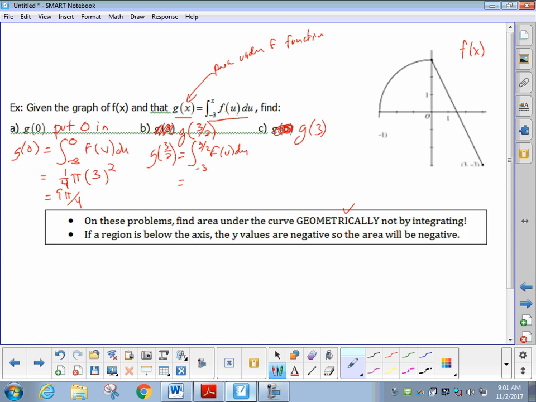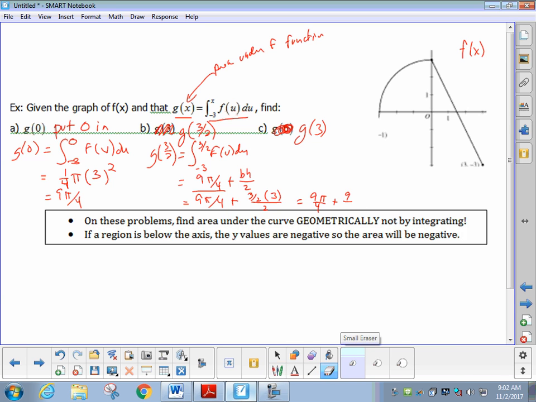Well, I know the semicircle, I already have that done. It's 9 pi over 4. I just need to add in the triangle I just tacked on to the area. What's the base of the triangle? 3 halves. What's the height of the triangle? 3 divided by 2. And so g at 3 halves would be 9 pi over 4 plus 9 over 4. Very cool? Do you agree?